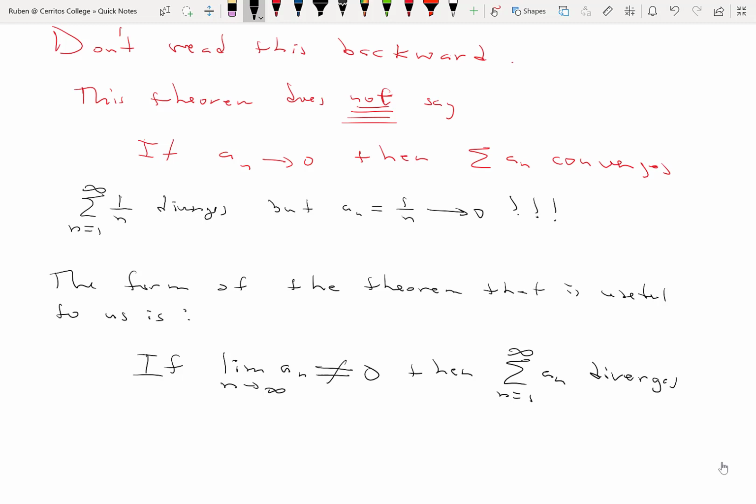This is an important test for us. This test we call the test not for convergence, but it's a test for divergence. It only tests for divergence. And we're going to highlight this theorem as one of the important things for our whole chapter.